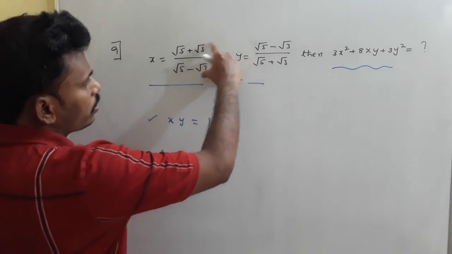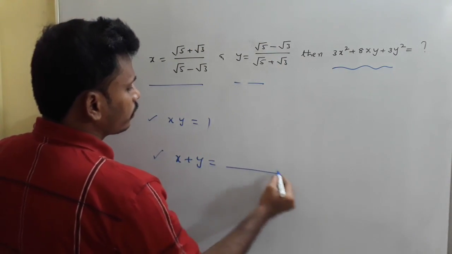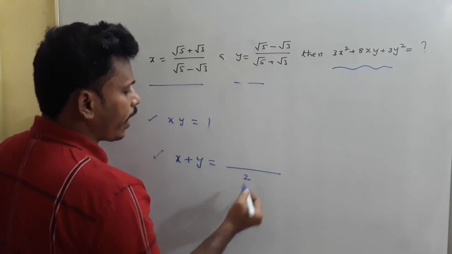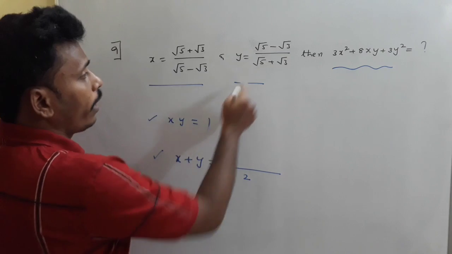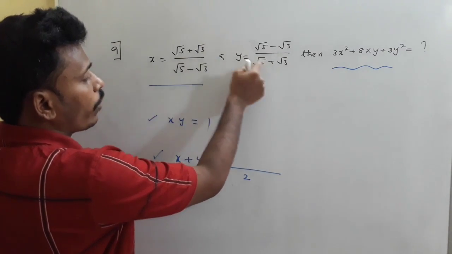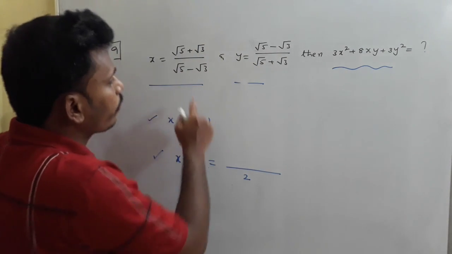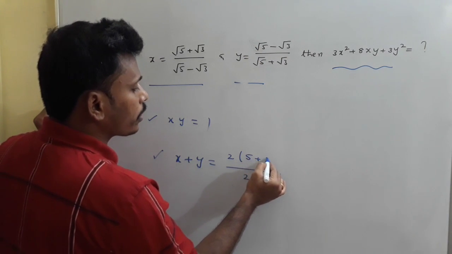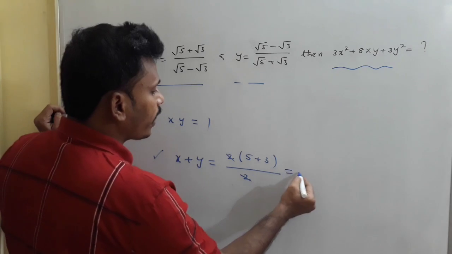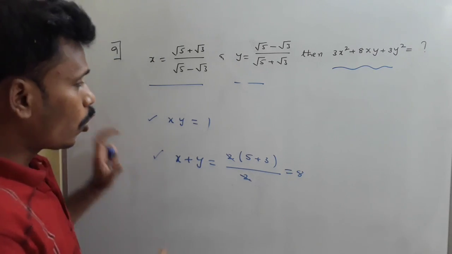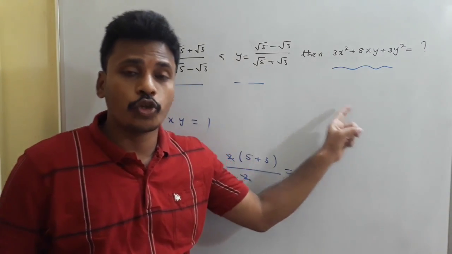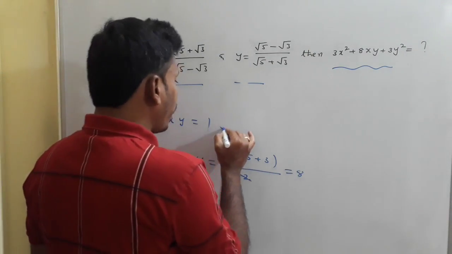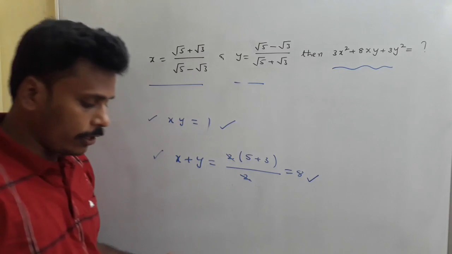Just observe this. We are adding this. Then the LCM of these two is a minus b into a plus b, which is 5 minus 3, 2. Directly I am writing. Coming to the numerator, root 5 plus root 3 whole square, as well as root 5 minus root 3 whole square. So you will get there 2 into 5 plus 3. And when you cancel this out, you will get x plus y as 8. So directly substituting x and y values is not acceptable here. You first find the xy value as well as the x plus y value.